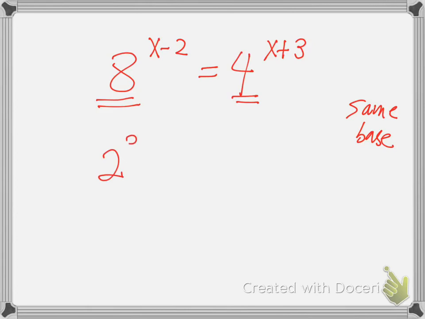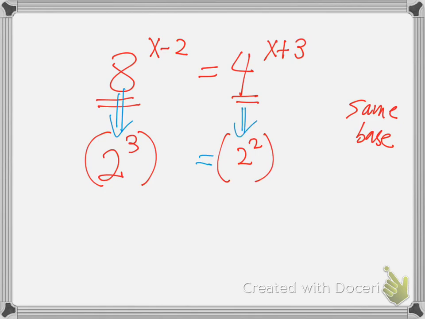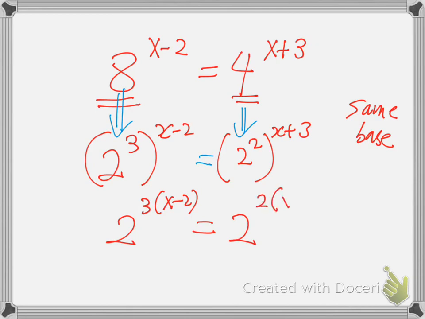So what is 8? 8 is 2 cubed. And 4 is 2 squared. Then we have base 2. Now we need the power of a power rule. So 2 to the 3 times x minus 2 power is 2 to the 2 times x plus 3 power. So now we have the same base number 2.